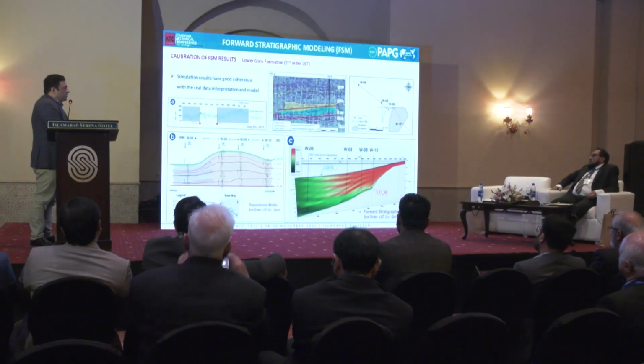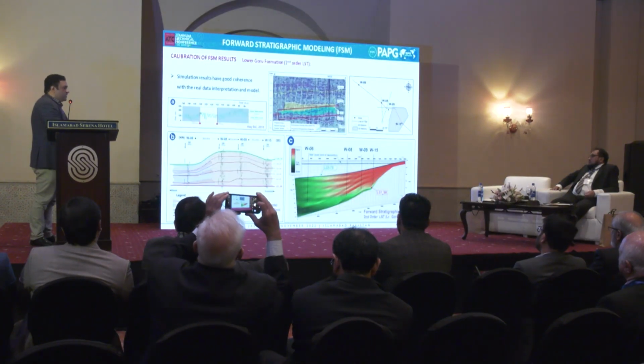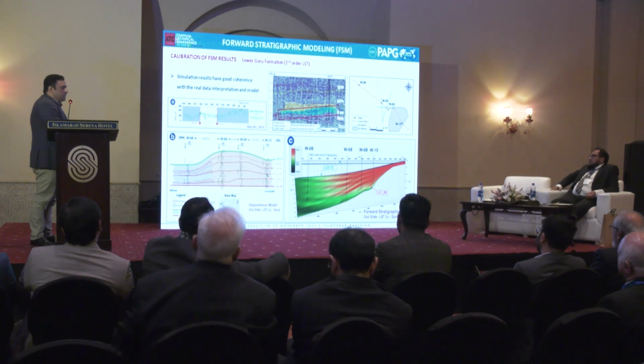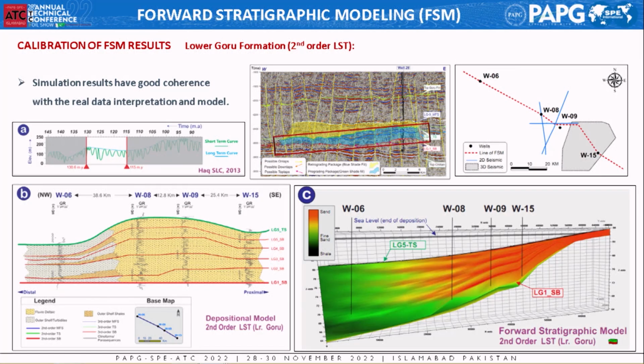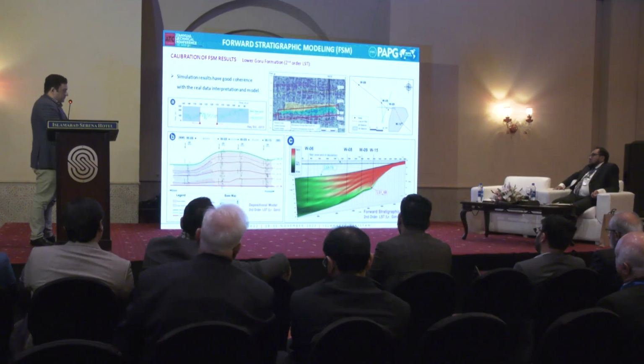This is the calibration of the same model with the real data set. Here you can see the real data set has very nice correlation with the produced model. This is the well correlation, and this is the same seismic which is showing the prograding behavior, and this model is also showing the same behavior. And this is the sea level curve which has been utilized to produce this model. This is the location of this forward model in the red line.